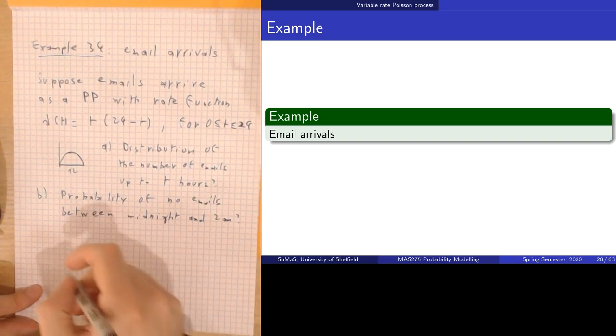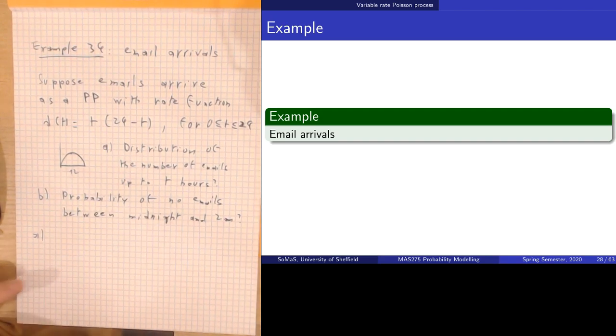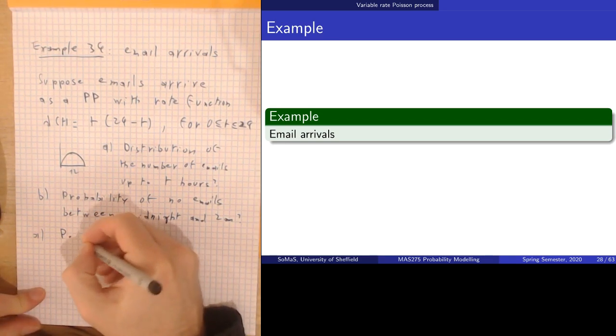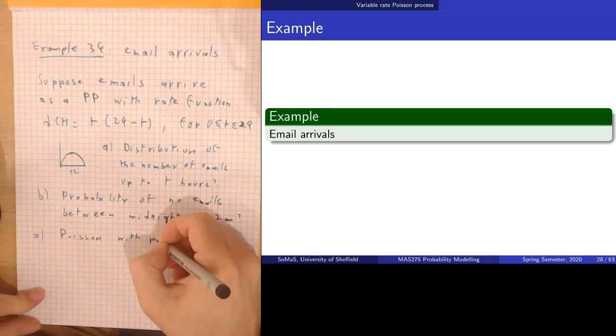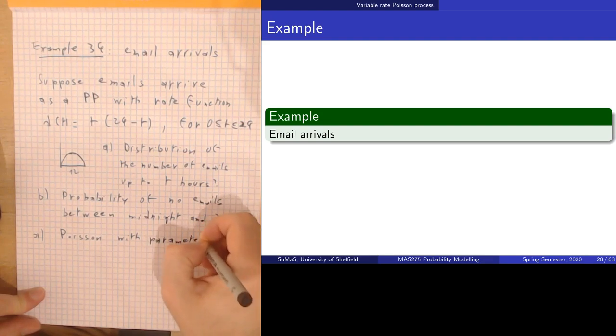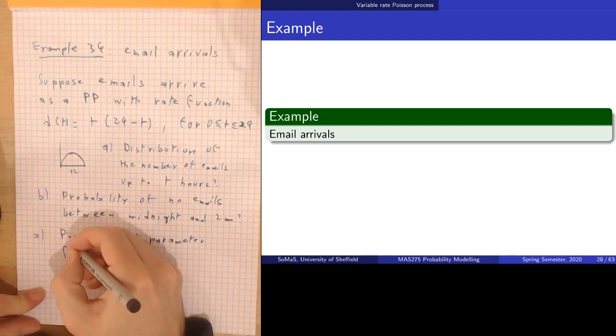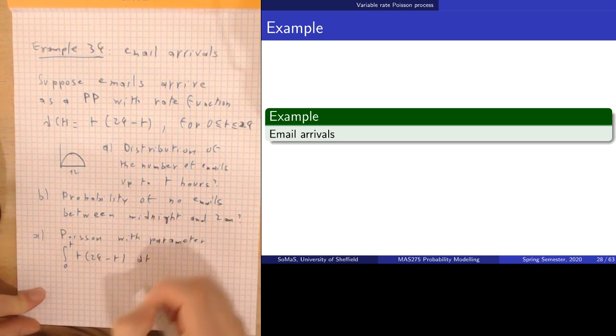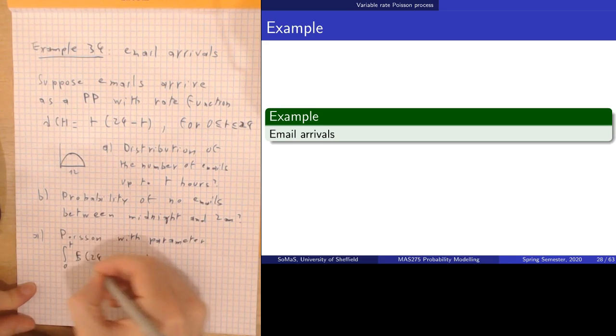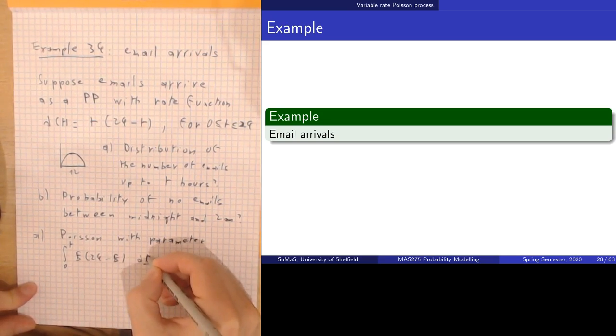Well, it's not too hard if we know our definitions. So as we said, replace lambda times v minus u by the integral of lambda. So for A, we get Poisson with parameter the integral from 0 to t of s times 24 minus s ds. We have too many t's, so I'm going to say s.